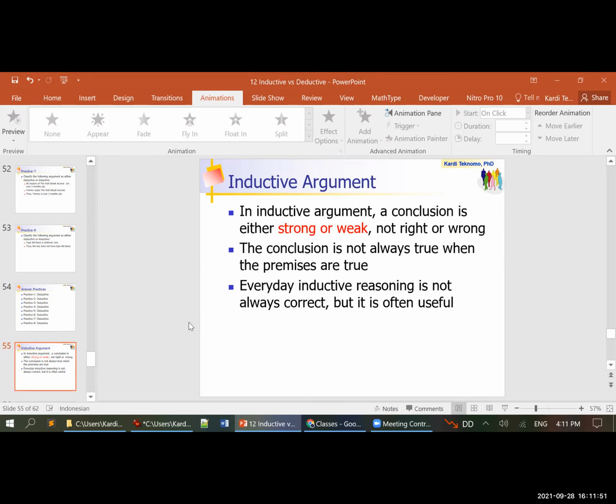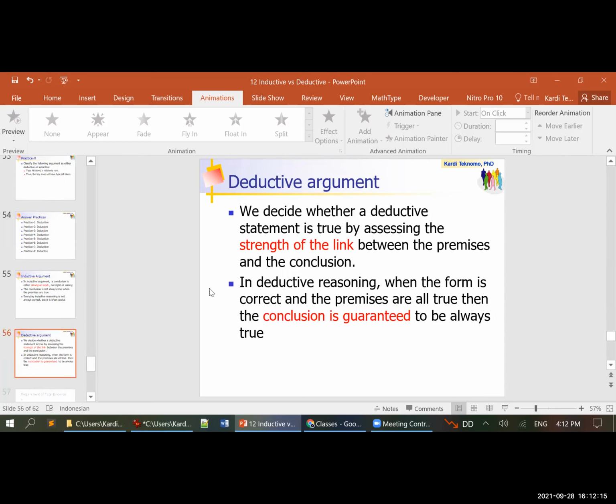You can check. An inductive argument is either strong or weak, not right or wrong. So not valid or invalid, okay? The conclusion is not always true when the premises are true. Everyday inductive reasoning is not always correct, but it is often useful.